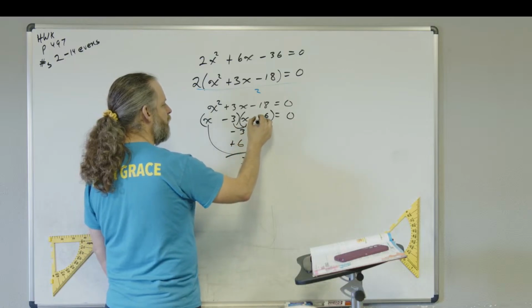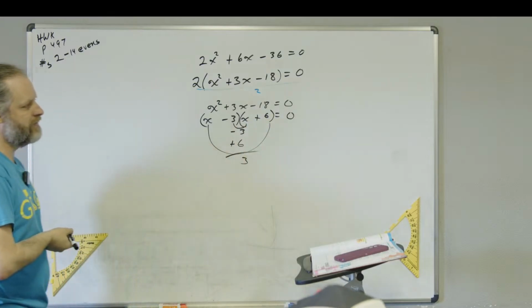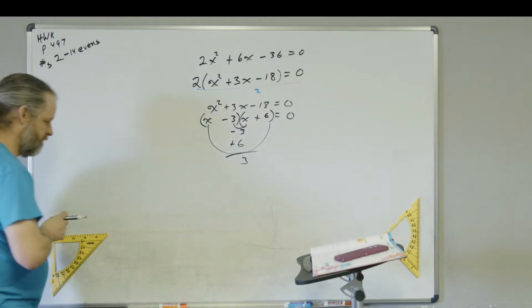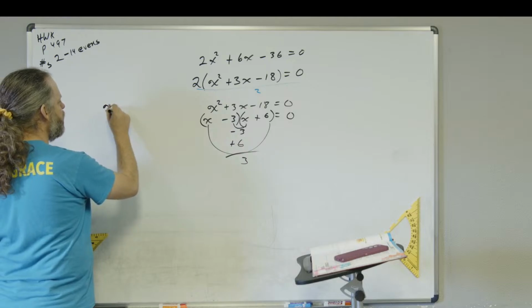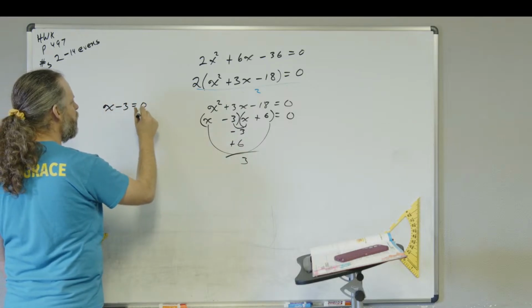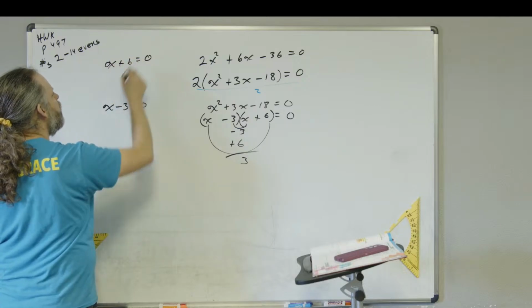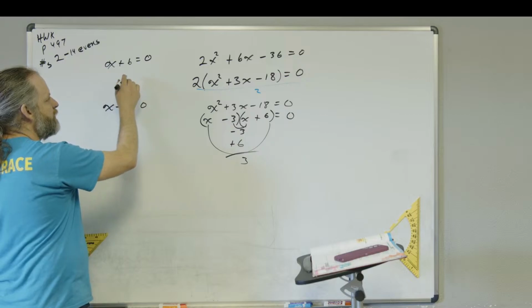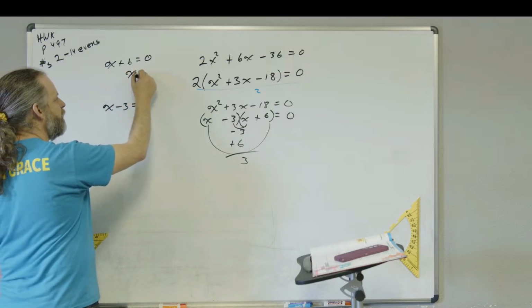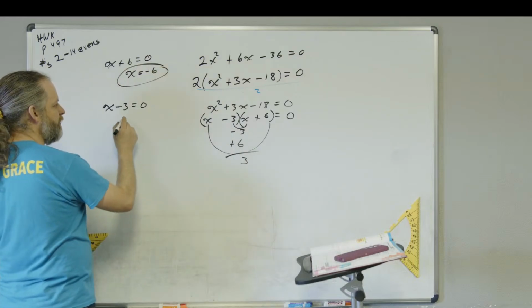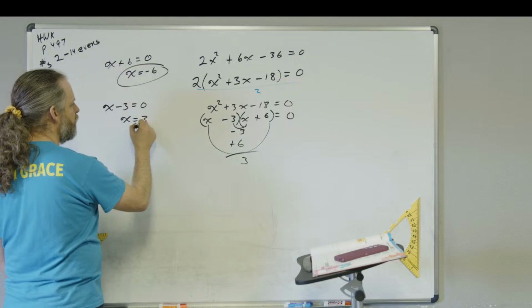Minus, follow the mouth, but plus. Now what do we do? Set each factor equal to 0. X minus 3 equals 0, and x plus 6 equals 0. Up here, we subtract 6 from both sides and get x equals negative 6. Here, we would add 3, so x would equal 3.